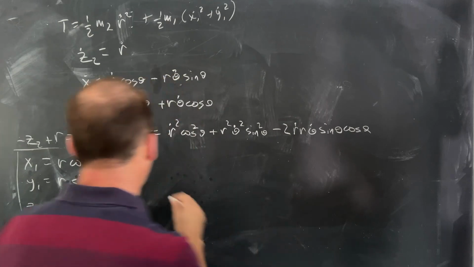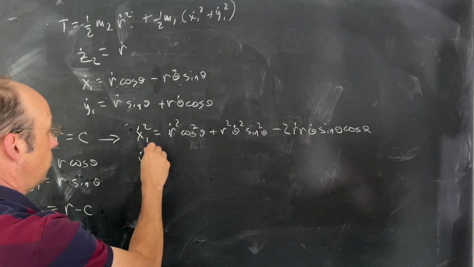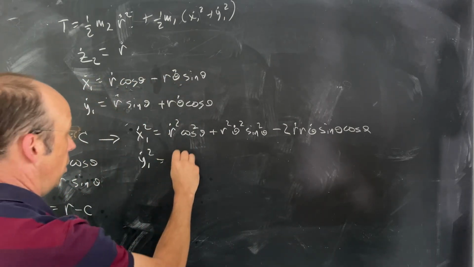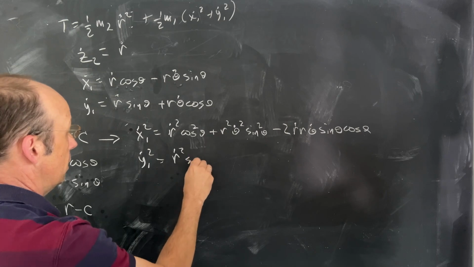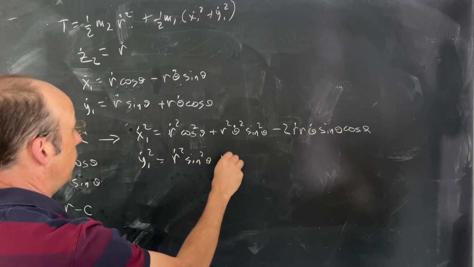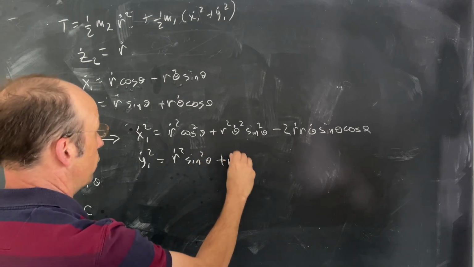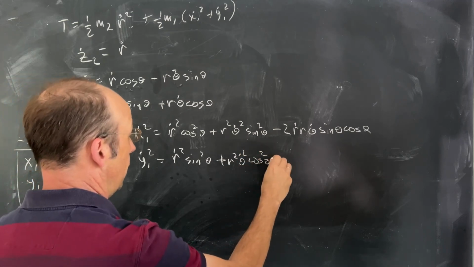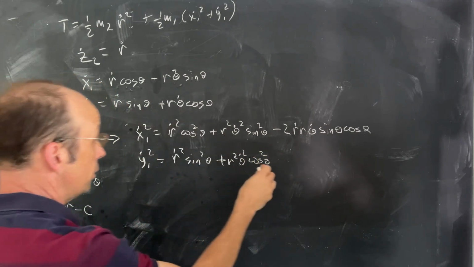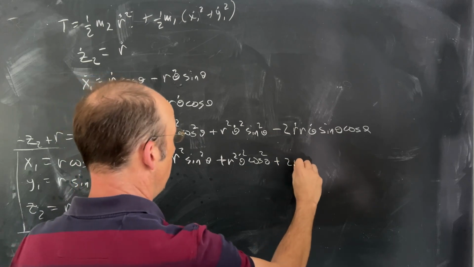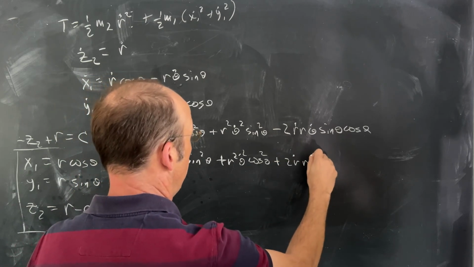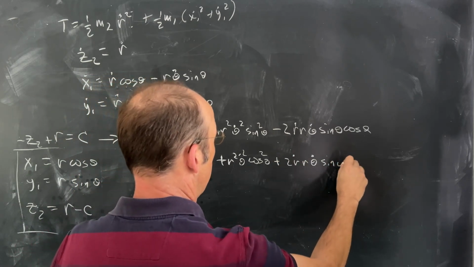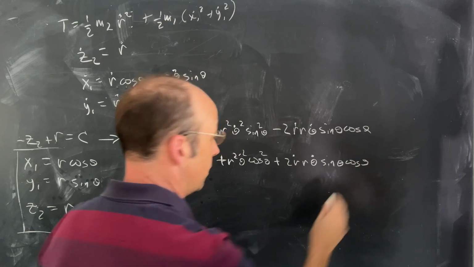Now I'm going to have twice the cross term, so minus 2 r dot r theta dot sine theta cosine theta. Now over here I'll do y1 dot squared, so I get r dot squared sine squared theta plus r squared theta dot squared cosine squared theta, and then the cross term I get plus 2 r dot r theta dot sine theta cosine theta.